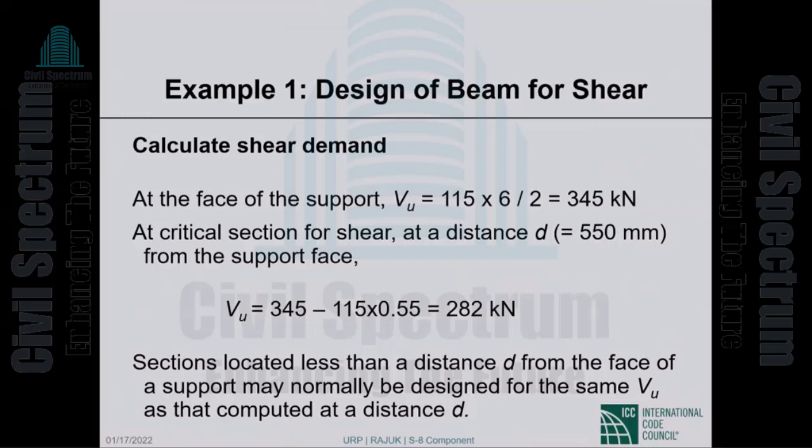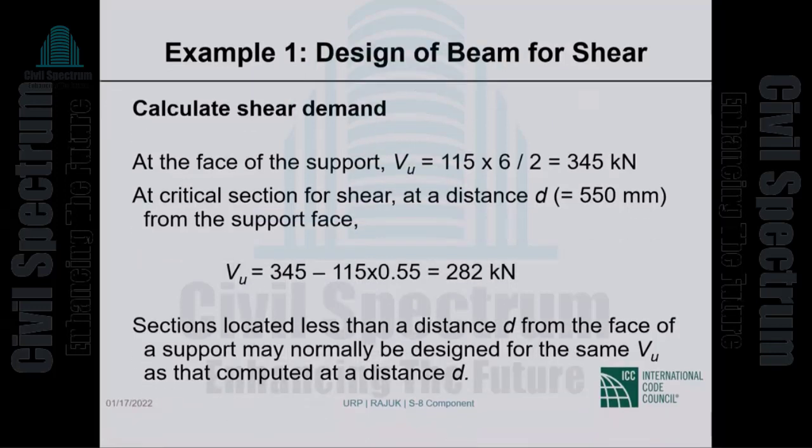Critical section for shear is a distance d away from the support face. D is 550 millimeters. So V sub U is the 345 at the support face minus the 115 kilonewton per meter load multiplied by the 550 millimeter, which is 0.55 meter. So that gives us 282 kilonewtons of shear at the critical section as opposed to 345 at the support. Sections located less than a distance d from the face of support may normally be designed. We have gone through all of that.